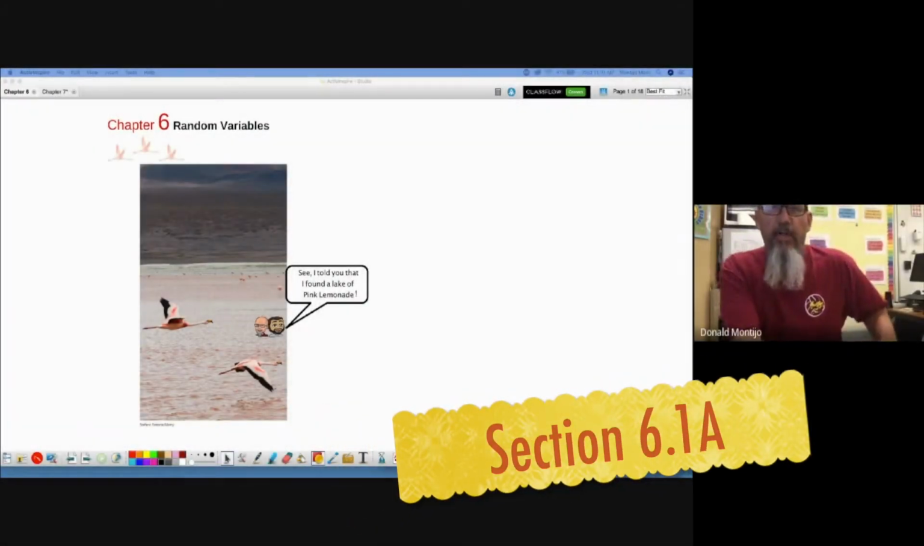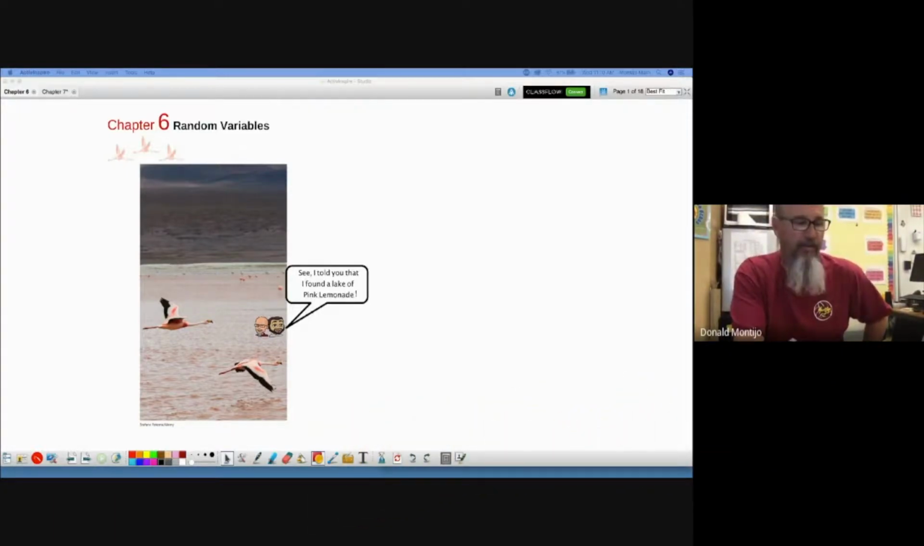All right, today we're going to start looking at some more probability. We're going to look at this idea of random variables. A random variable is a numerical outcome of some chance process. It's when the variable will take on different numerical values, such as 0, 1, 2, 3, 4, or whatever the case is.